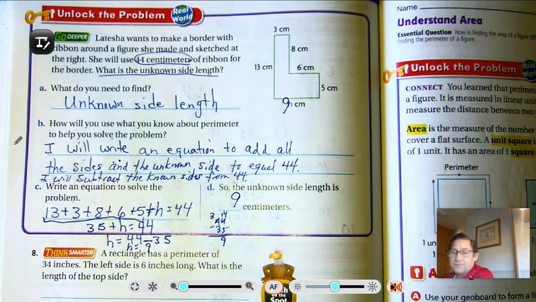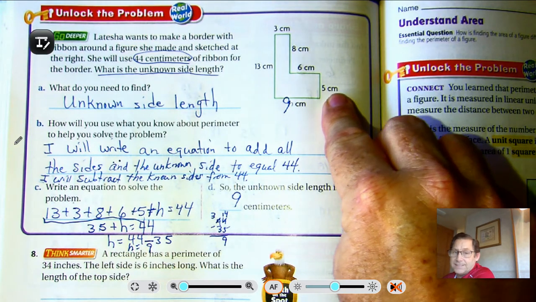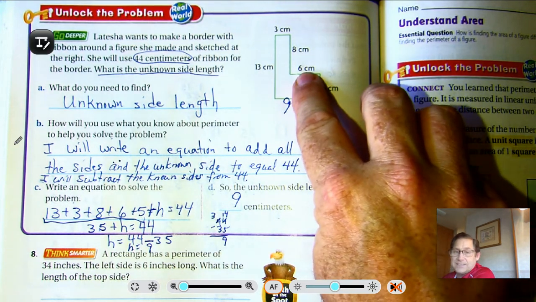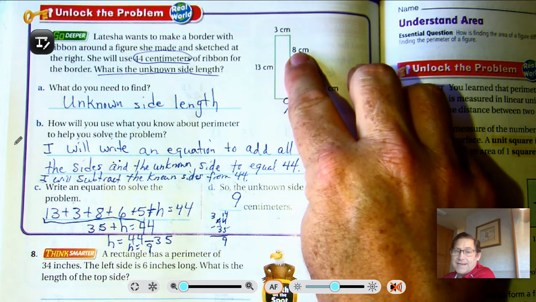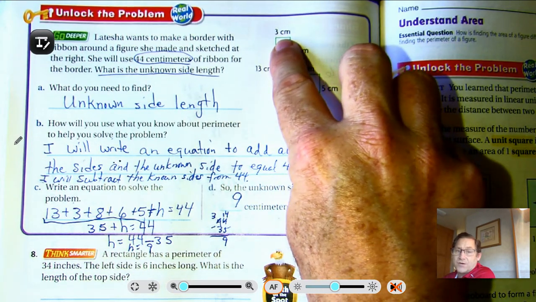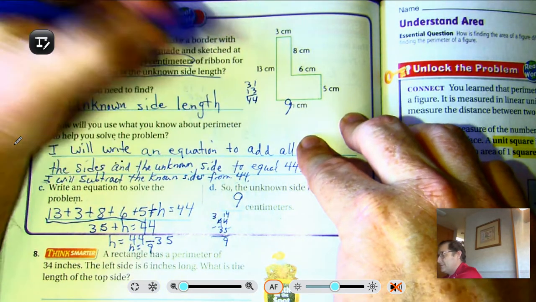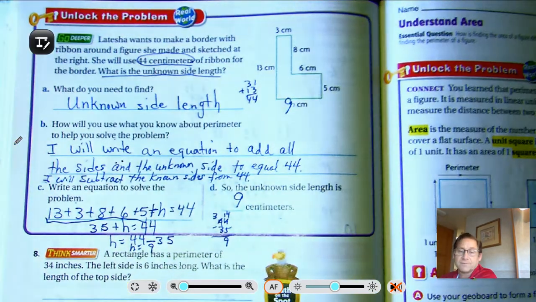Should I check my answer? Sure. 9 and 5 is 14. 14 and 6 is 20. 20 and 8 is 28. 28 and 3 is 31. 31 and 13 is 44. Okay, so 9 centimeters works.